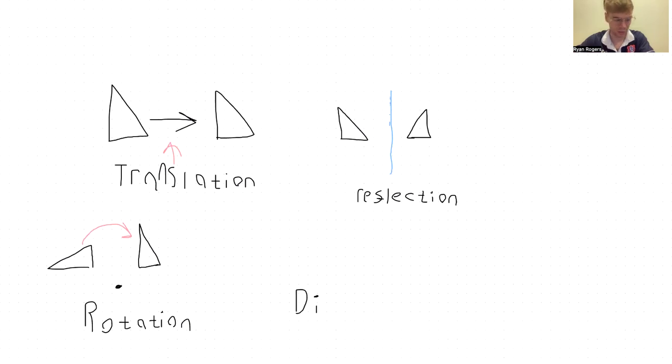dilation. Wait, I think, yeah, I did not spell that right. I'm a math teacher, not an English teacher. Dilation.